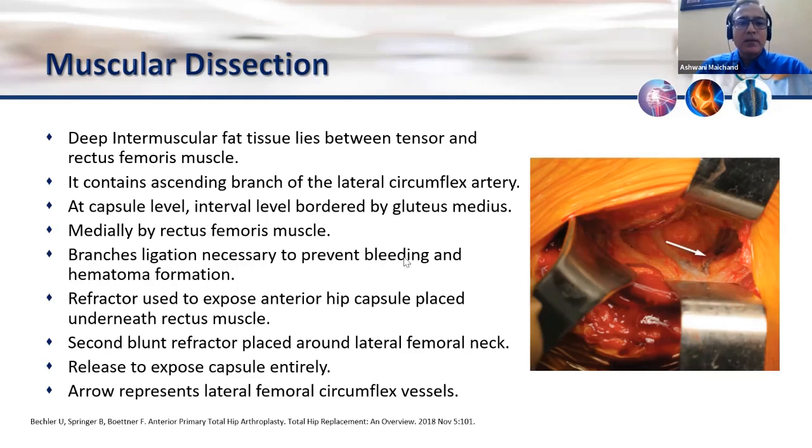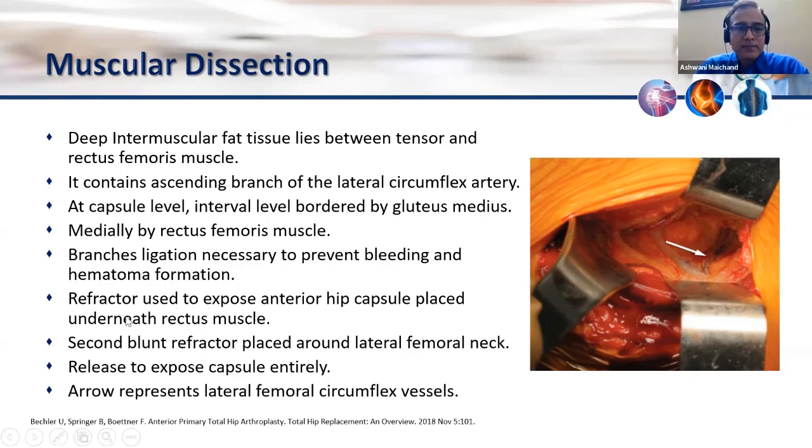At a deeper level, once we go inside, the plane initially is between tensor fascia and sartorius. When we go inside, it is between gluteus medius and your rectus. So you have to identify that. The identification is again easy by a fat pad. You can see the fat there, which is always between the gluteus medius and the rectus. And this fat leads us to the joint capsule actually.